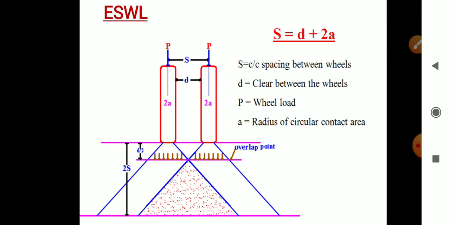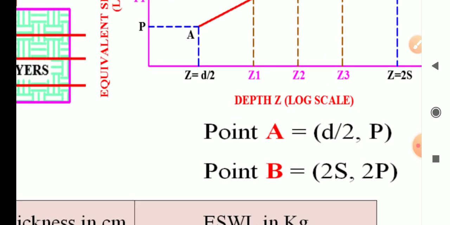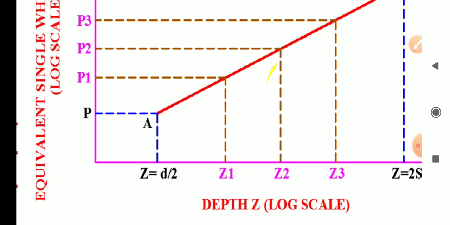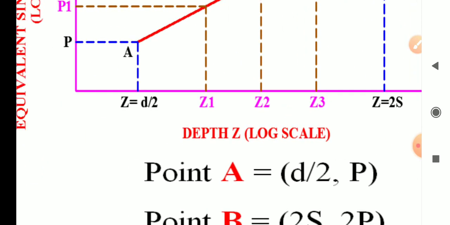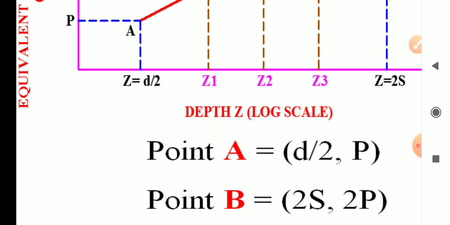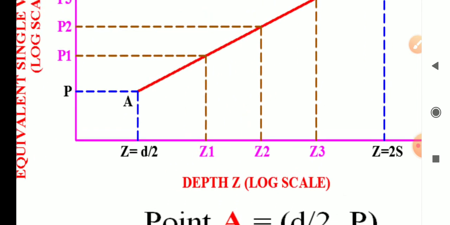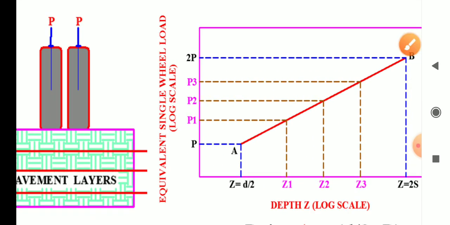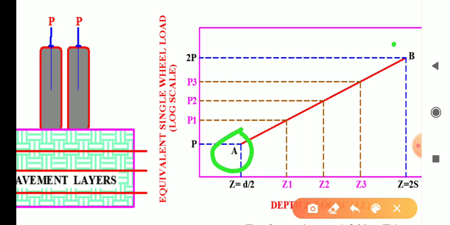After that we will get the point of d by 2 comma p, that is point A, and similarly 2s and 2p we will get. So the preliminary part is, first we have to mark A and B, using in the x-axis d by 2 and in the y-axis p, similarly in the x-axis 2s and in the y-axis 2p. After plotting point A and point B, we have to join the line. Whatever line I join is in red color. Now we can predict different values of the ESWL below the pavement.